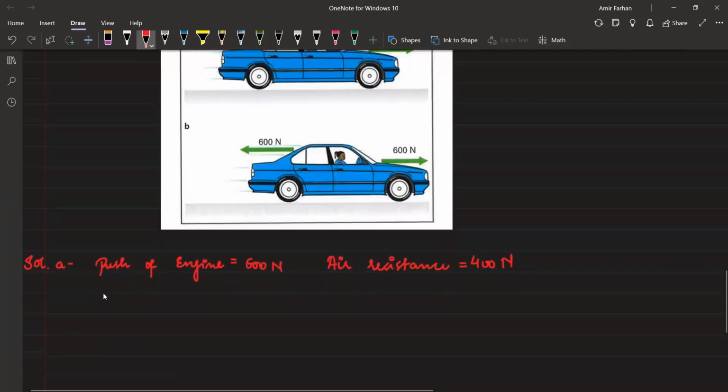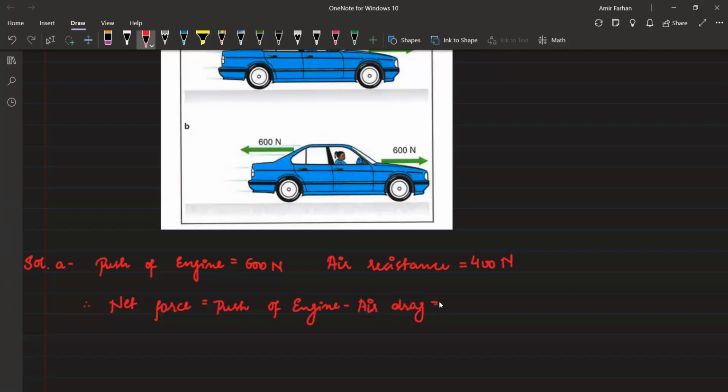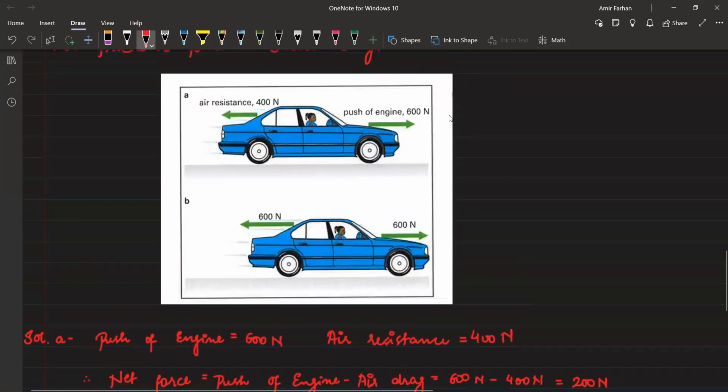So how do we calculate? Both directions are opposite. So the net force will be equal to the push of the engine, 600 Newton, minus the air resistance or air drag, 400 Newton. So 600 minus 400. The net force is coming out to be 200 Newton in this direction. So it means that the car will move, right?